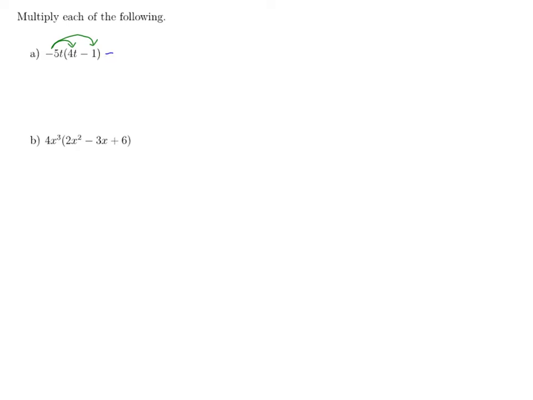So we'll get negative 5t times 4t minus negative 5t times 1. For that first term, we have negative 5t times 4t. So we'll look at the coefficients, and we'll multiply negative 5 times 4 and get negative 20. And then we have t times t, so we have t squared, and that term is then negative 20t squared.